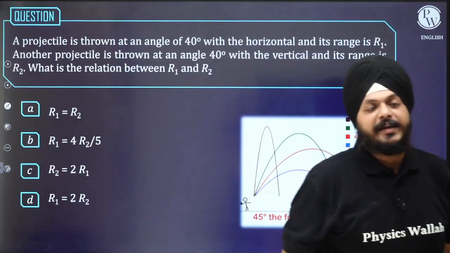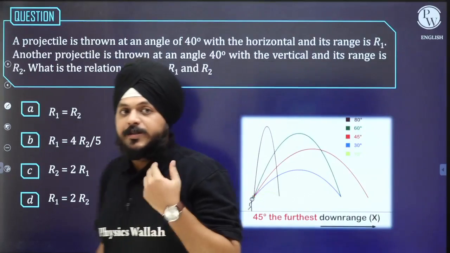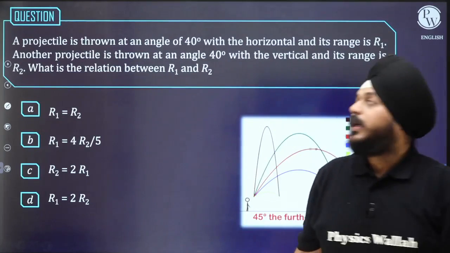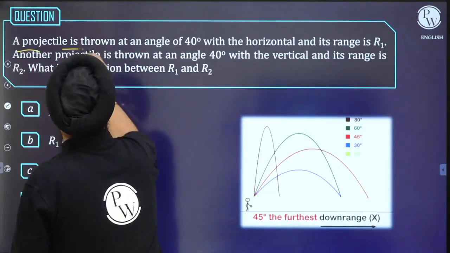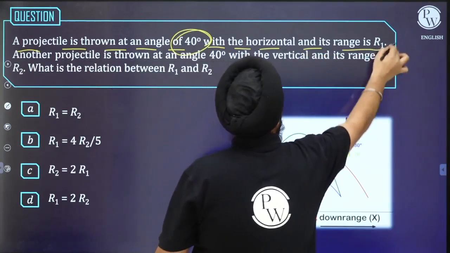Now here comes the special case of the projectile motion. Let's analyze this. A projectile is thrown at an angle of 40 degree with the horizontal and its range is R1.